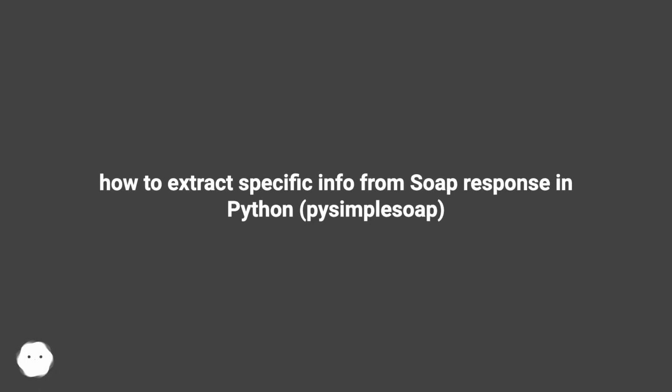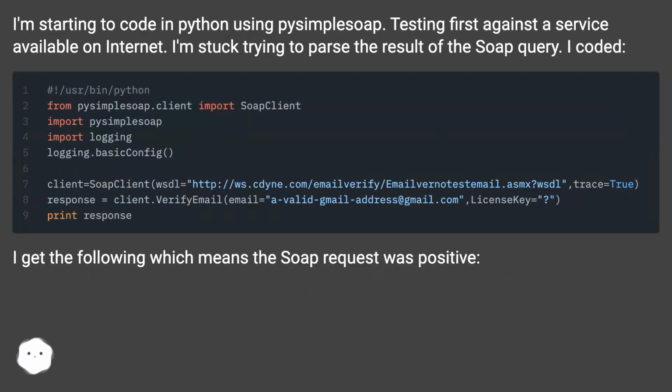How to extract specific info from SOAP response in Python, Pysimplesoap. I'm starting to code in Python using Pysimplesoap, testing first against a service available on the internet. I'm stuck trying to parse the result of the SOAP query. I coded.